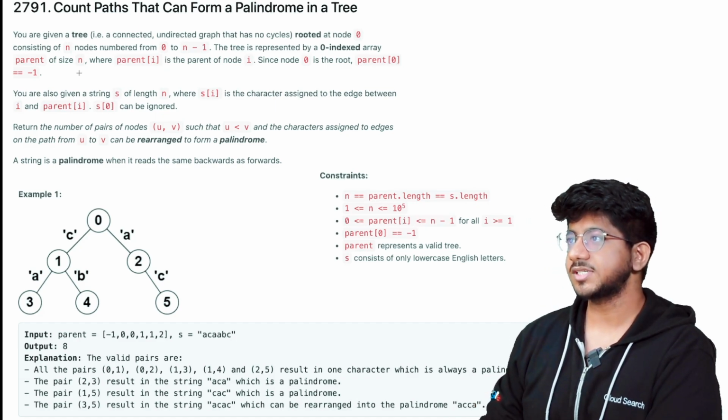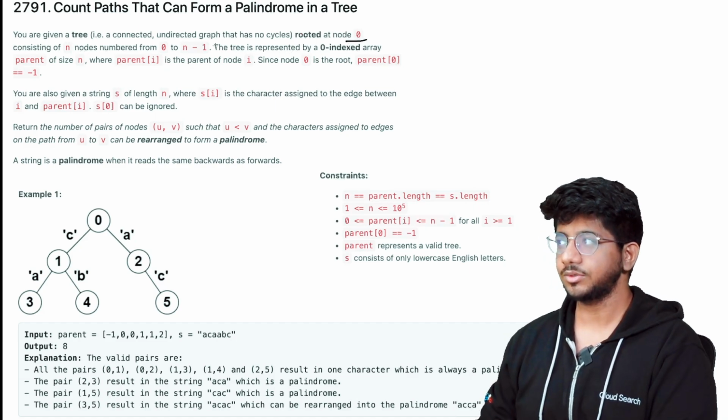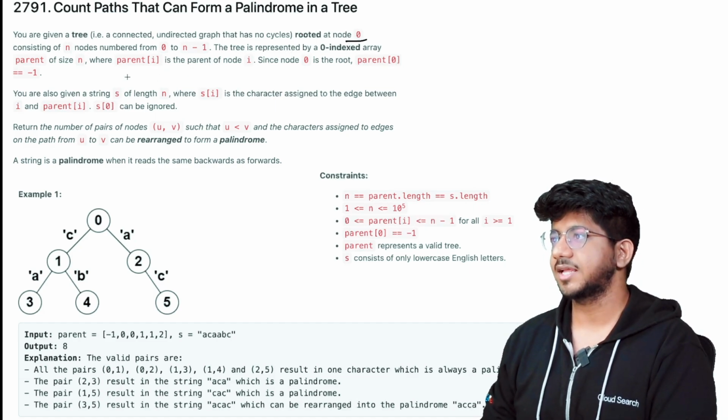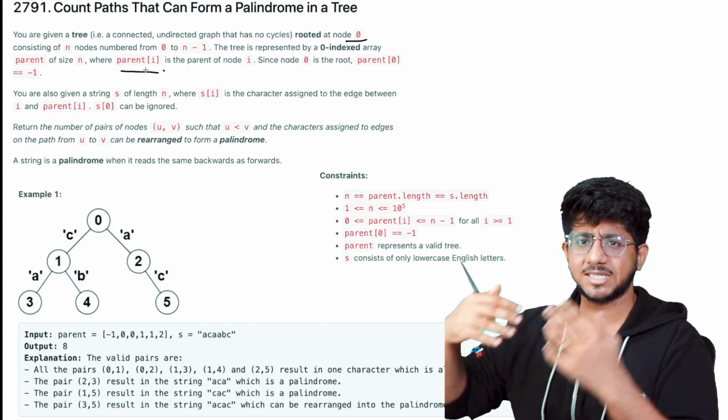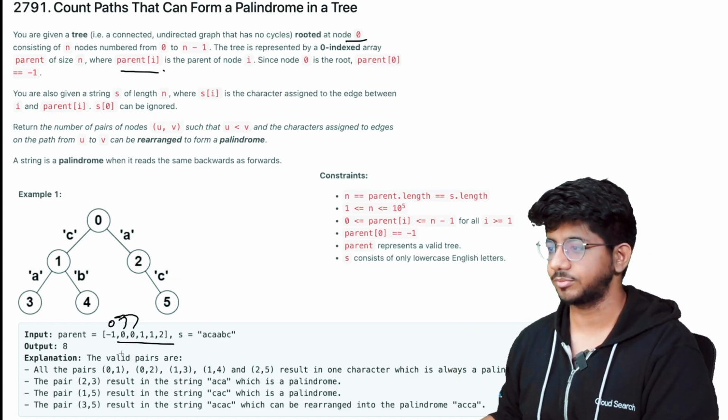So the first thing that I will read in this problem is you are given a tree and it's rooted at 0, so it's a 0-indexed tree. Then you are given the parent array, which means you are given a tree structure in a parent structure, where 0 is the root, and this is pointing to this, this is pointing to this, and so on. So you can build the tree from this parent array.